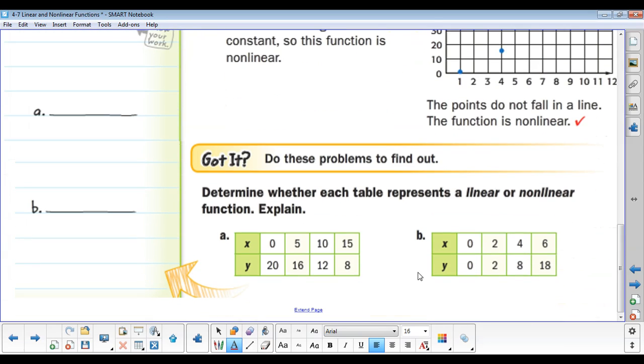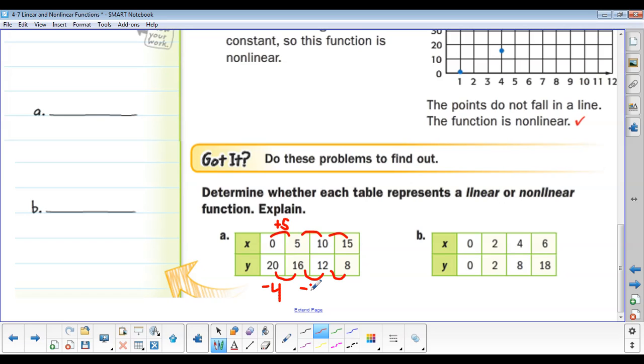So in Got It A and B, it asks us to determine if it's linear or nonlinear. Again, these are both functions. A function is just something where all the x values are different. So we're good there. We just need to know if it's linear or not. So in A, from each x value to the next, it looks like it's plus 5 each time. For the y values, it looks like minus 4, minus 4, minus 4.